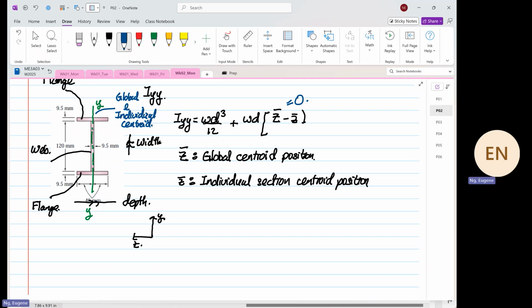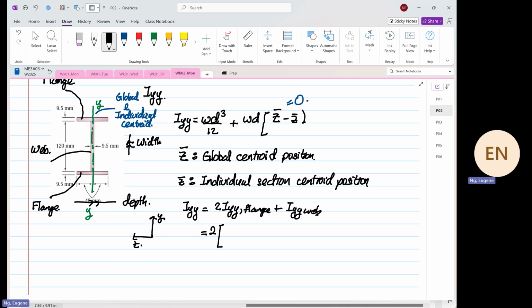Now, this geometry, you can determine the centroid visually. Are we clear? Sometimes you can't. For example, like a T section, you can't. So when that's the case, you can find IYY is equal to twice IYY of the flange plus IYY of the web. Okay. Twice of the flange because you have a top and you have a bottom. So twice.